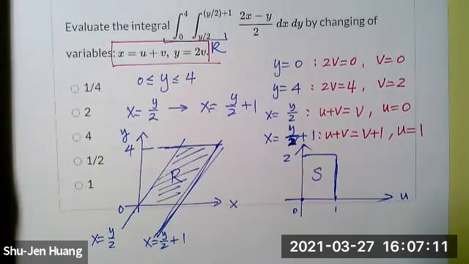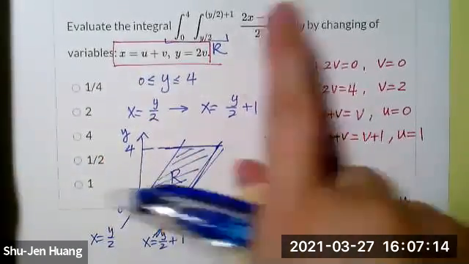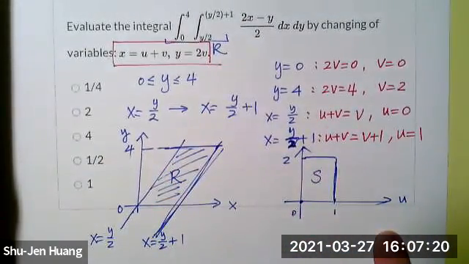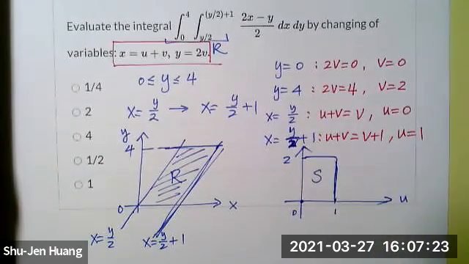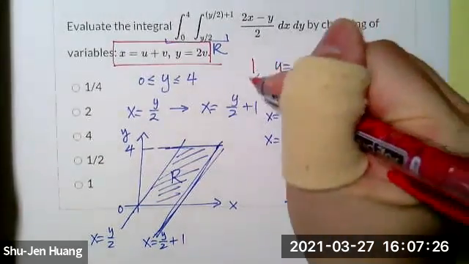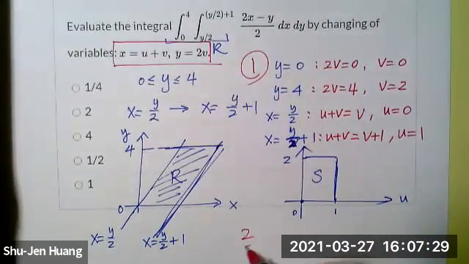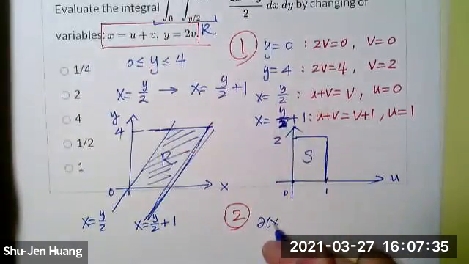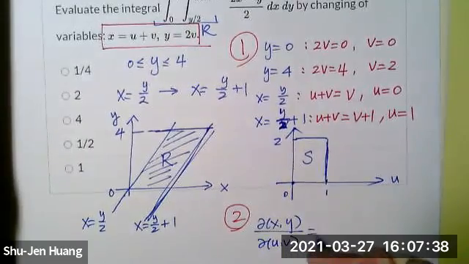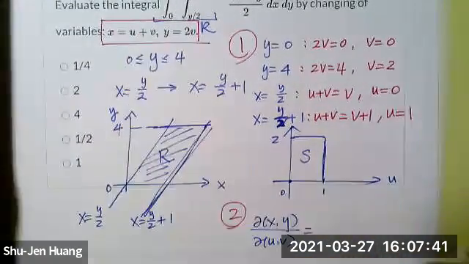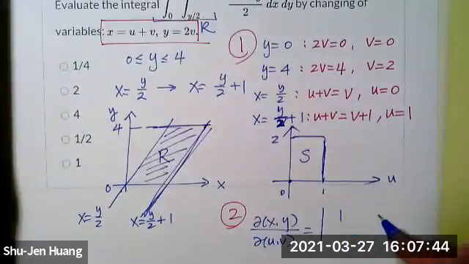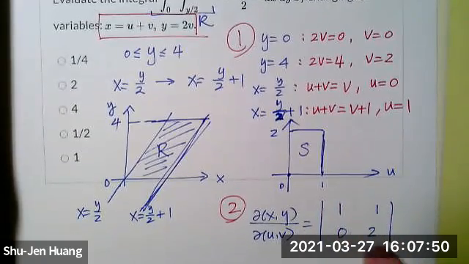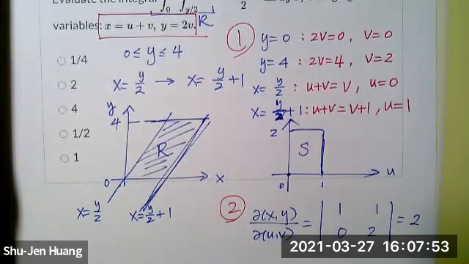Is that good? Okay, so this is the first step. If you are given the region R, you need to find the corresponding region on the UV plane. And now you're going to calculate the Jacobian. The Jacobian is from XY to UV. So we're going to set up the 2 by 2 determinant here. So we'll have 1, 1 and 0, 2. Calculate the 2 by 2 determinant, you have 2 minus 0. So the Jacobian is 2.